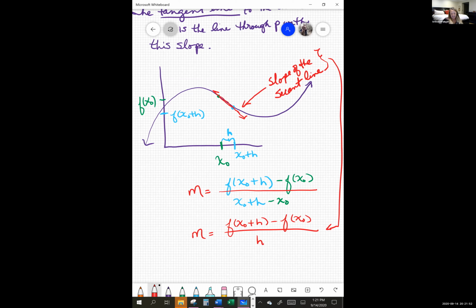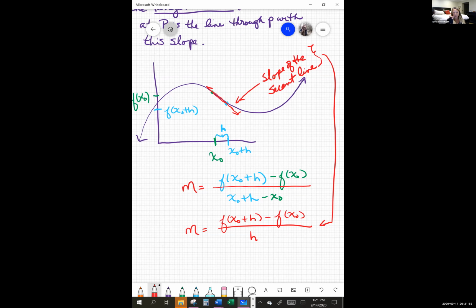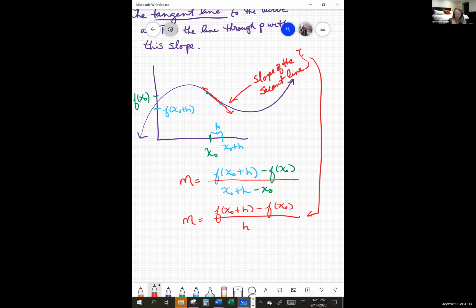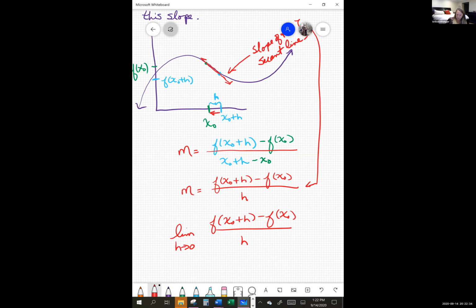Now let's take this value of h and decrease it, getting smaller and smaller and closer to x sub 0. And that's where we look at the limit. As h goes to 0, this distance is shrinking, getting closer and closer to x sub 0 on this function. So the limit as h goes to 0 of f of x sub 0 plus h minus f of x sub 0, all over h, is the slope. This gives us the slope of the tangent.